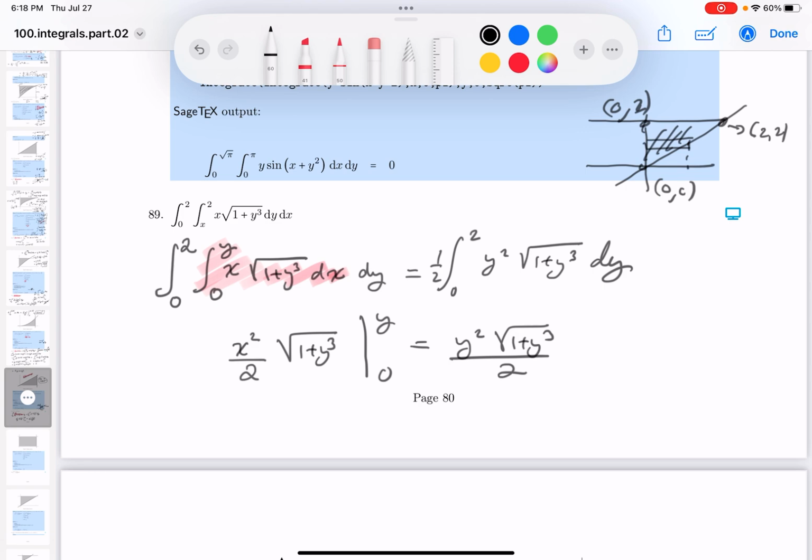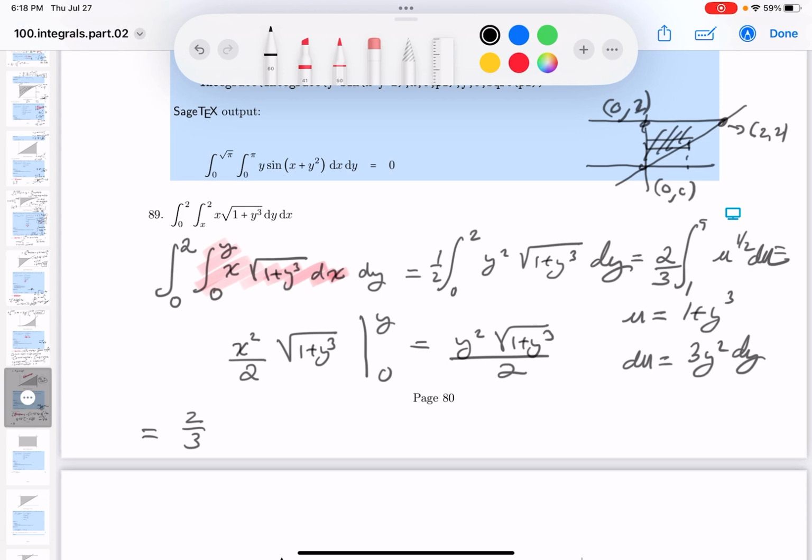I can make a u substitution. I'm going to say u equals 1 plus y cubed, du is going to be 3y squared dy. Let's go for that. So I still get a 2. If y is 0, u would be 1. If y is 2, I'd get 9. The root of 1 plus y cubed is the root of u. I'm going to put u to the 1/2 down. And then y squared dy is 1/3 of a du. Think I can do that. You can get 2/3. I'm doing this over here now.